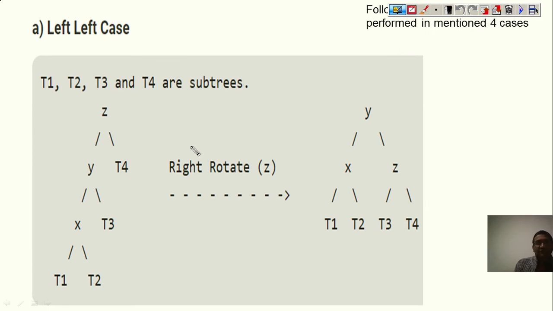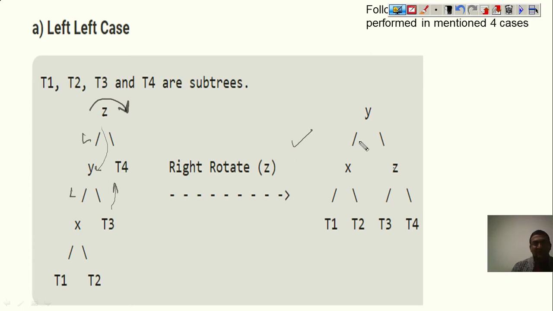Okay, so let us understand in a better way what the left-left case is. You can see here, this is your Z, this is left-left, and we need to rotate from here. Right rotate Z. What you will observe is that when you right rotate Z, this becomes the right child of Y, and T3 becomes the left child of Z. You can see that this is now balanced, and we did only one rotation.